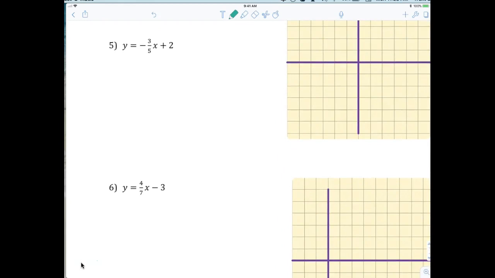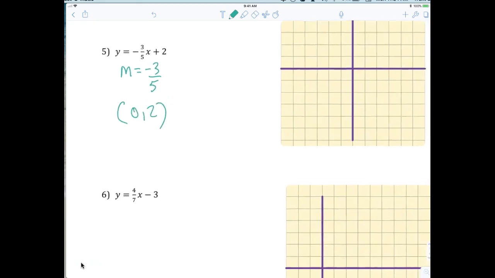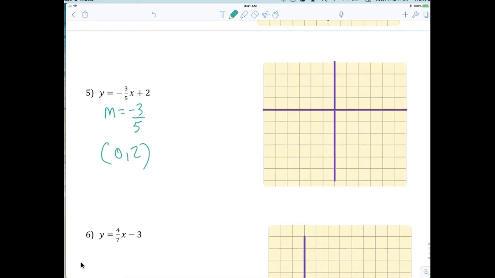All right. Max. What's the slope? The slope, negative 3 over 5. What's the y-intercept? 0, 2. Beautiful. Okay. So now what do I do? Plot the y-intercept first, up 2. Very good. And then what? Down 3 and 2, 5. Very good. 1, 2, 3. 1, 2, 3, 4, 5. So bear with me. All right. And now let's draw the line.